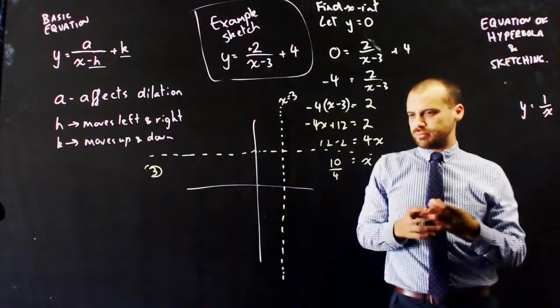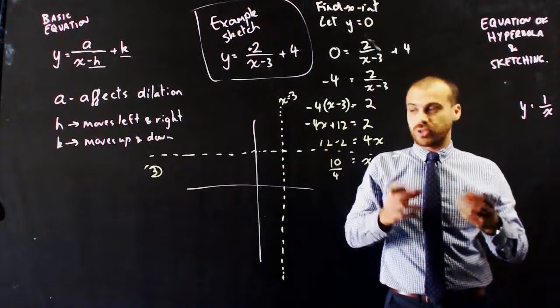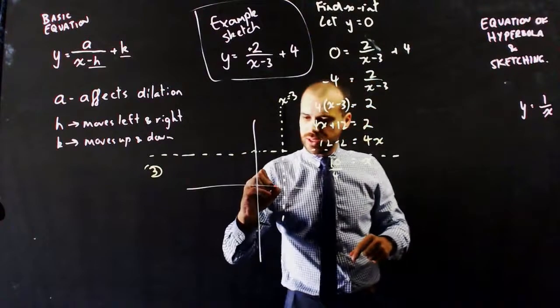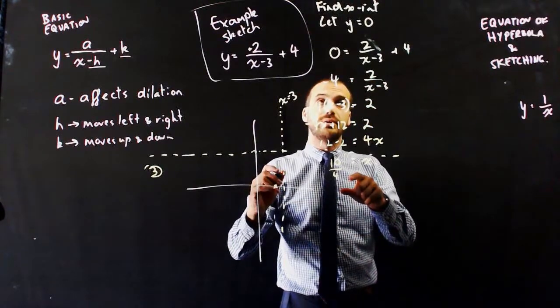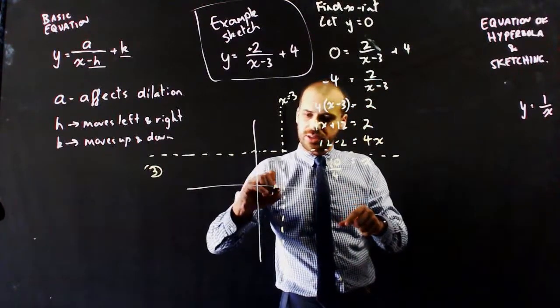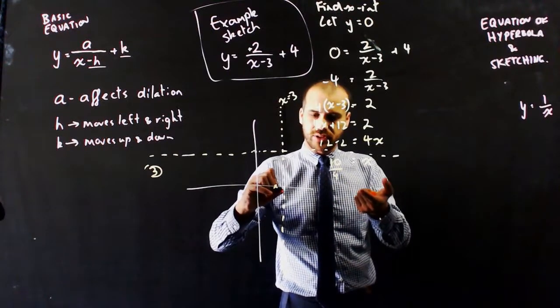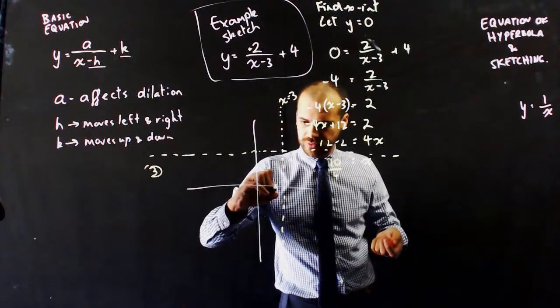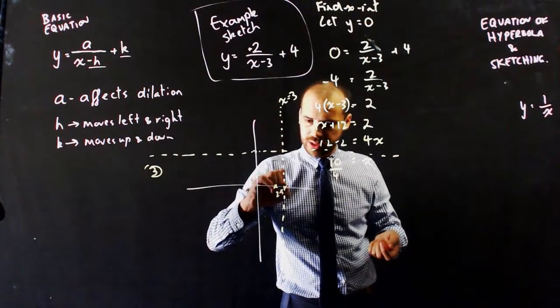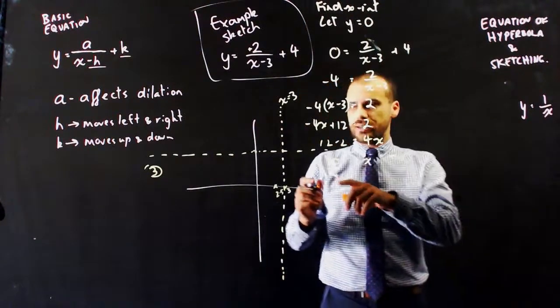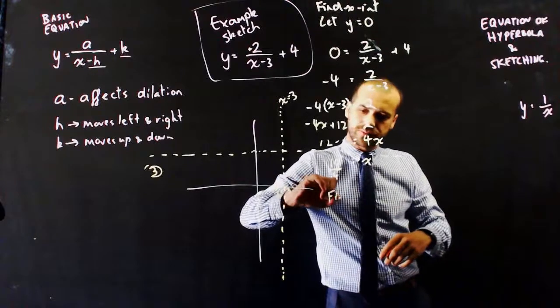x equals 10 over 4, which is 2.5. Okay, so the x value here, that's our, let y equal 0, that's our x-intercept. That's going to be 10 over 4, which is 5 over 2, which is 2.5. And that bit's 3.